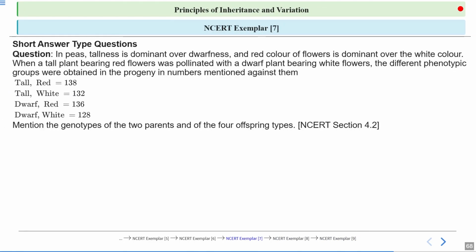This is the question here, a short answer type question. In peas, tallness is dominant over dwarfness and red color of flowers is dominant over white color. Now, when a tall plant bearing red flowers was pollinated with a dwarf plant bearing white flowers, different phenotypic groups were obtained in the progeny in the numbers mentioned below. So these were the numbers. You have to mention the genotype of the two parents and of the four offspring types.